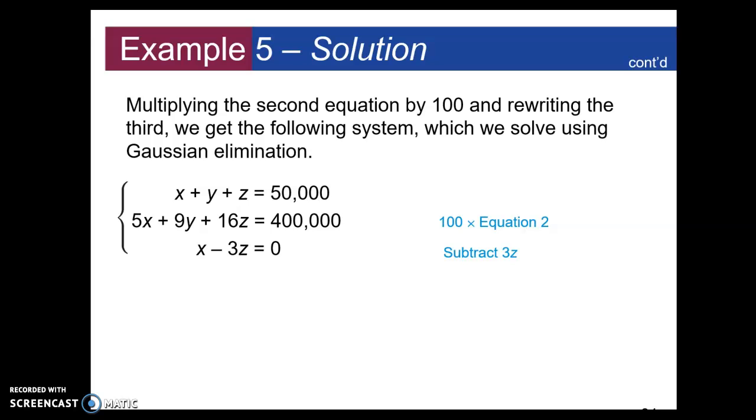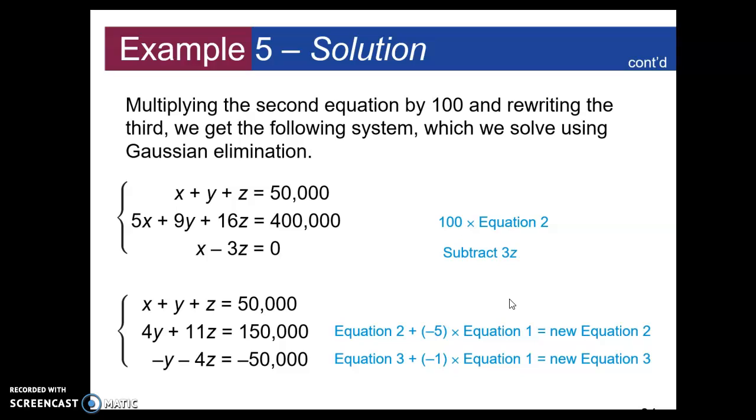So if I multiply through by -5 in equation 1 and add that to equation 2, I'll have -5x plus 5x is 0. I'll have -5y plus 9y is 4y. And I'll have -5z plus 16z is 11z. I'll also have -250,000 plus 400,000 is equal to 150,000. So I end up with my second equation.